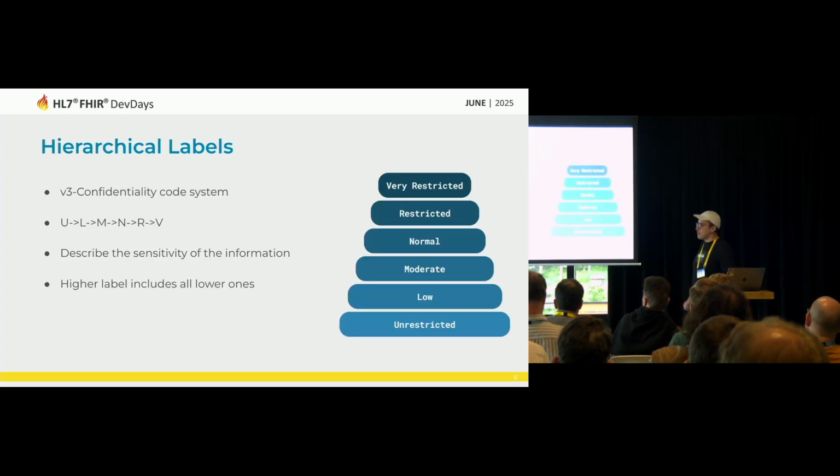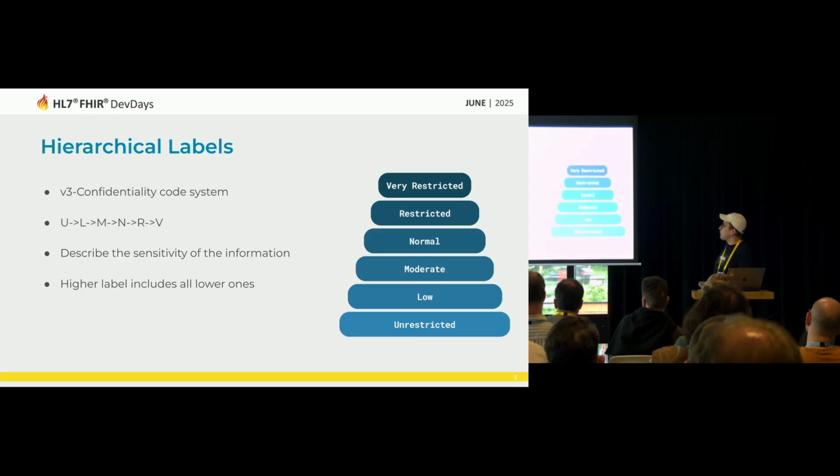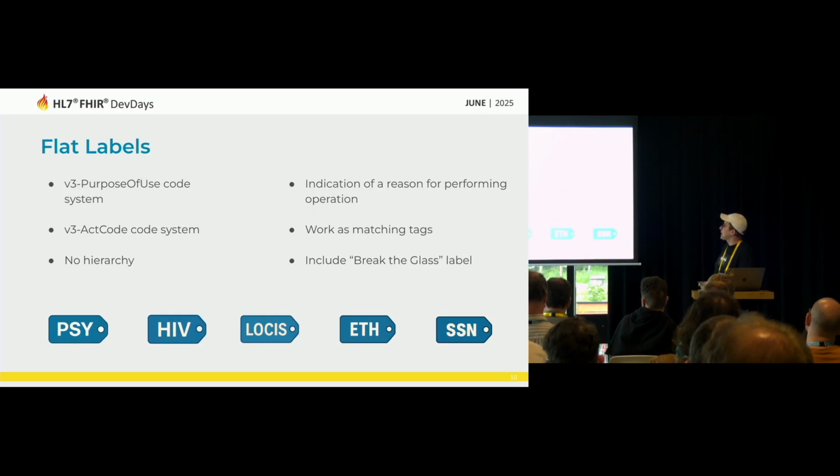Security labels in FHIR are code systems, and one of them is the confidentiality code system, which is hierarchical. It means if I have access to restricted data, I can automatically see all data with lower level labels. We also have purpose of use and act code systems. These are flat labels, so no hierarchy here. It means you either have a matching tag and you have access, or you don't.